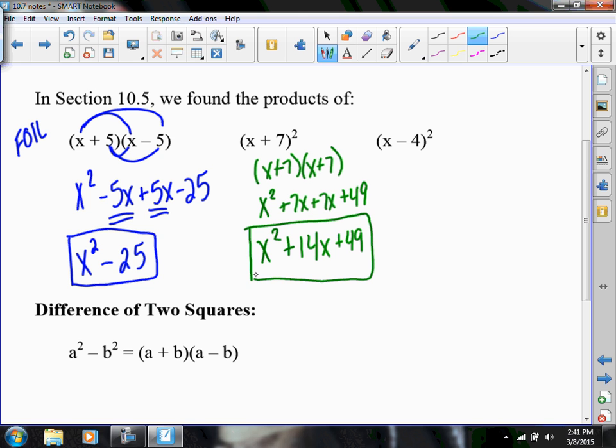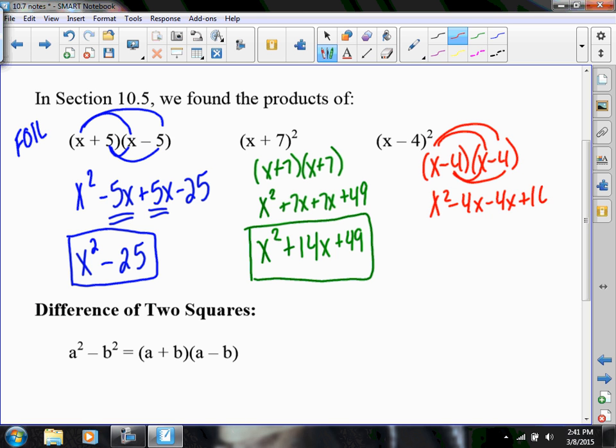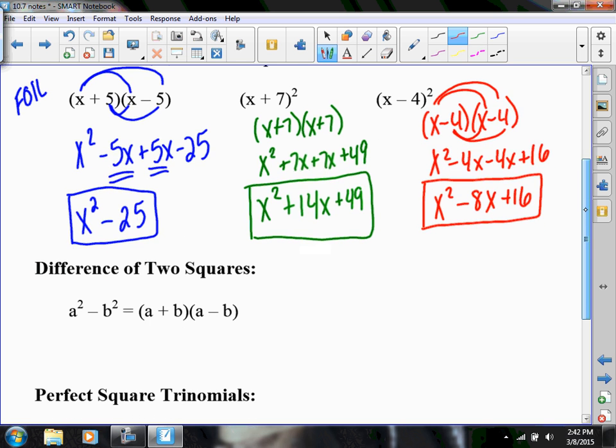And it works the same if we have subtraction as well. We'd have to rewrite it x minus 4 times x minus 4. And then we have to FOIL. So we'll have x times x, x times negative 4, and then another negative 4x, and then a 16. So again, originally I started with negative 4 in the parentheses. Now I have negative 8x. So it's double that middle term. And then the 4 squared is the 16. So again, it's a trinomial that ends in a perfect square. That's why we call it a perfect square trinomial.